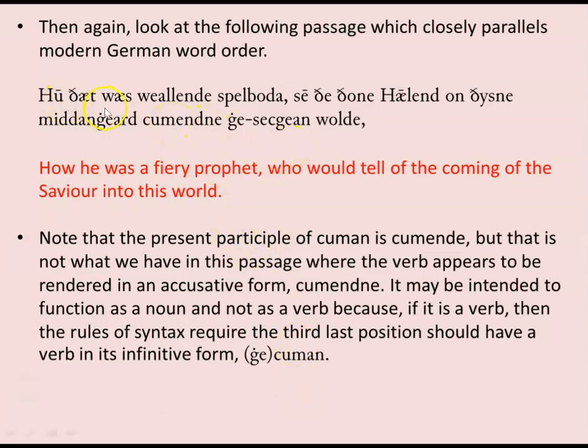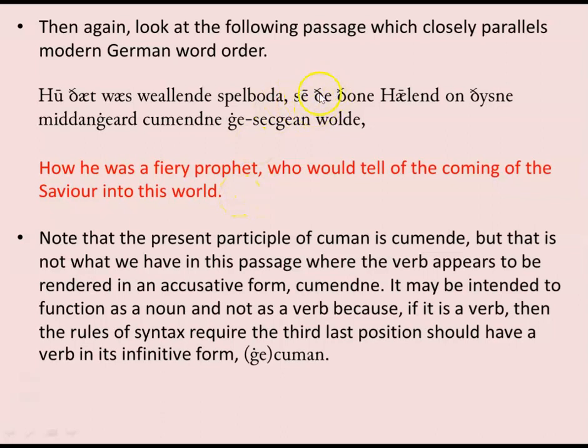"Hul that was wellende sapelbodde say there thona halland on thusna middenier kummende yosegen walde." Look at that. Three verbs right at the end. How he was a fiery prophet who would tell of the coming of the Saviour into this world.